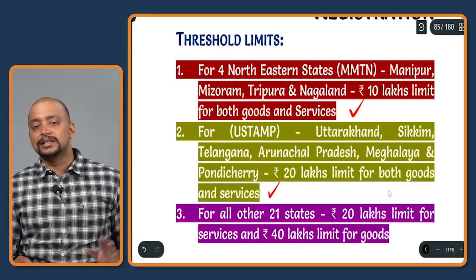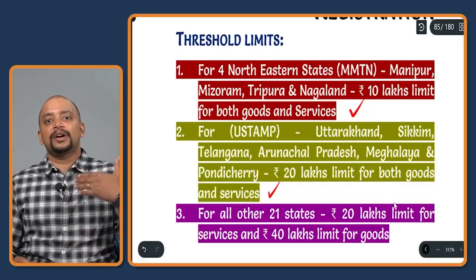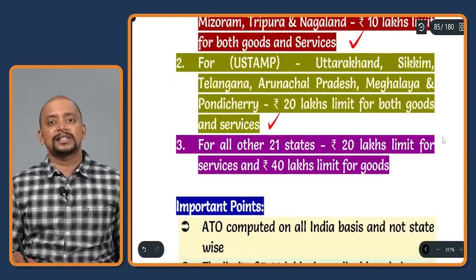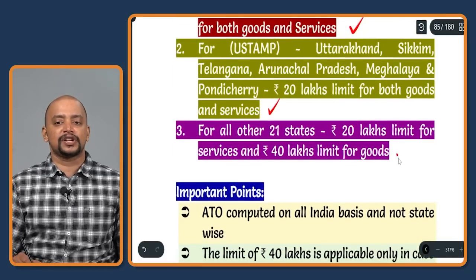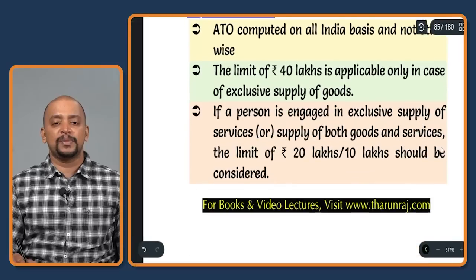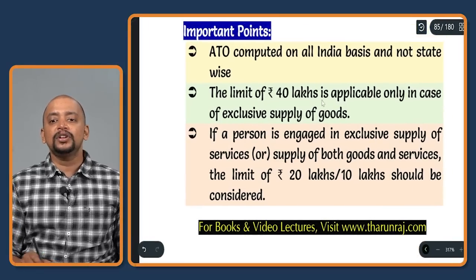Suppose it is other states, then if you are exclusively engaged in supply of goods, it will be 40 lakhs. If you are engaged in supply of both goods and services, or services, it will be 20 lakhs. That is with respect to this. And aggregate turnover should always be computed on an all India basis and not state-wise. And the limit of 40 lakhs is applicable only in case of exclusive supply of goods.